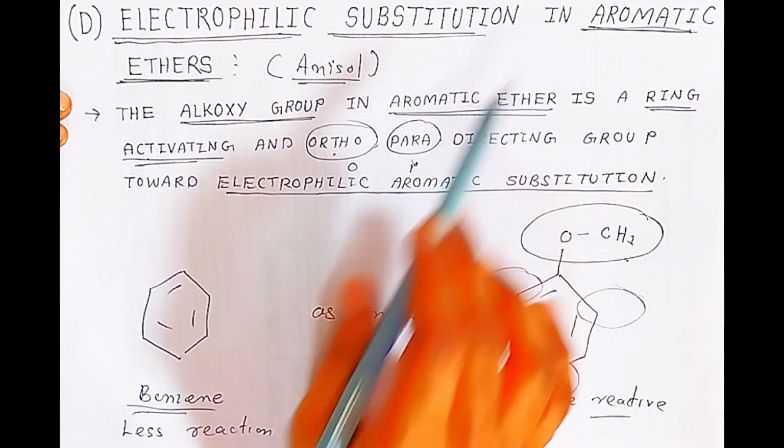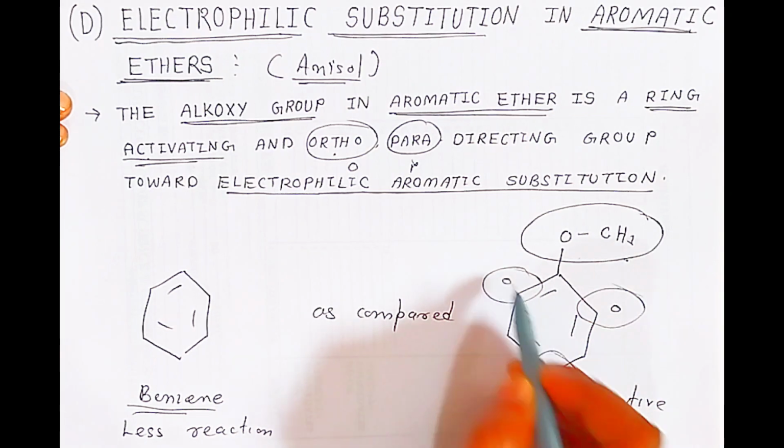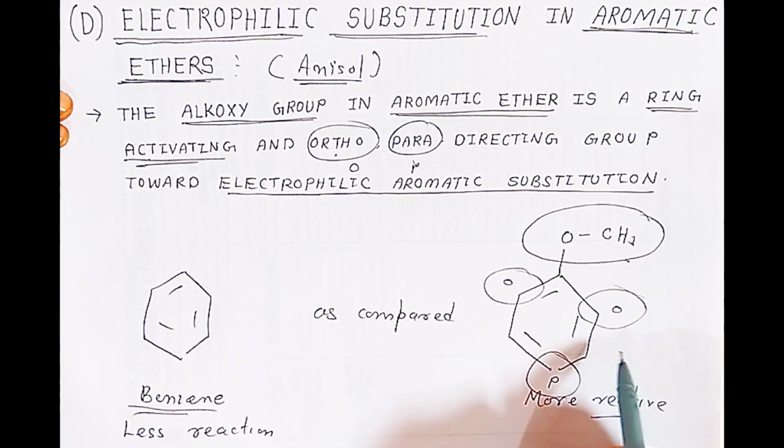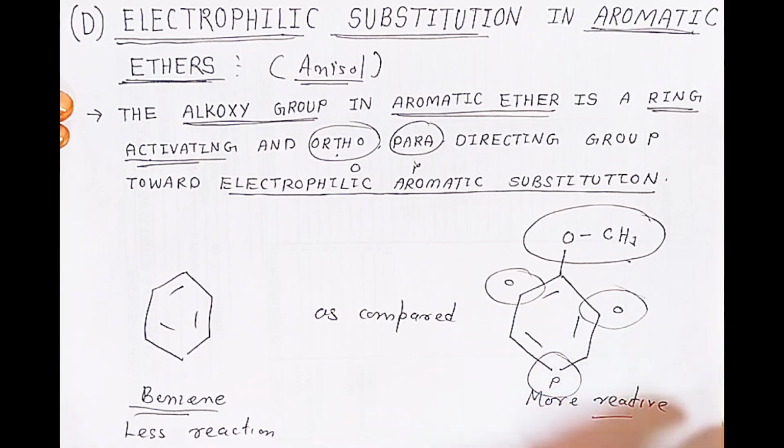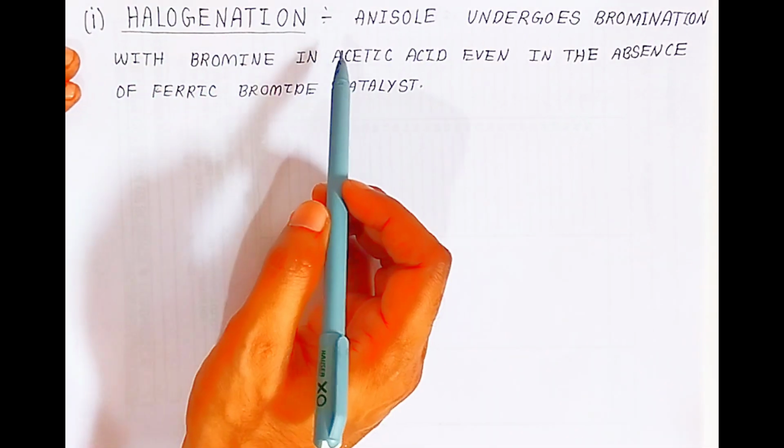the electrophilic substitution will take place at the ortho position. These two are ortho positions and this is the para position. The carbons which are present here are called ortho carbons, and here it is para. So first, students, we are going to see the halogenation reaction.